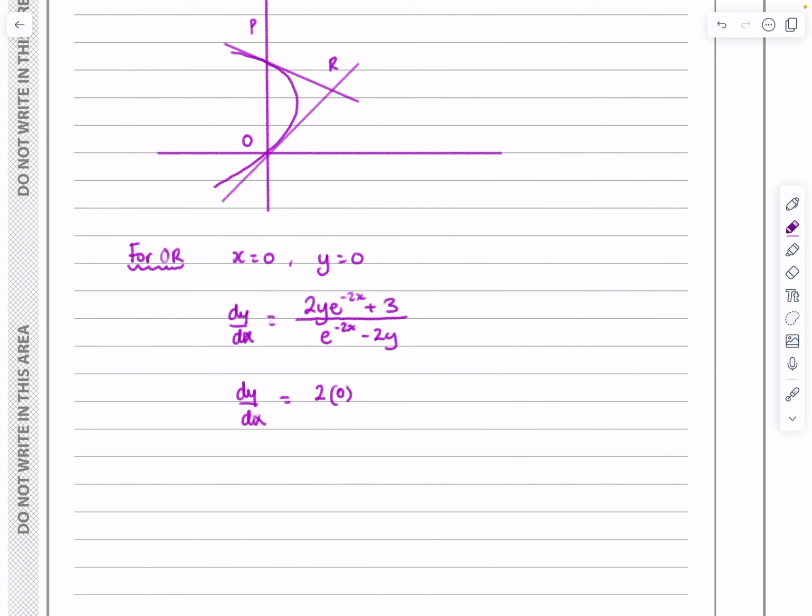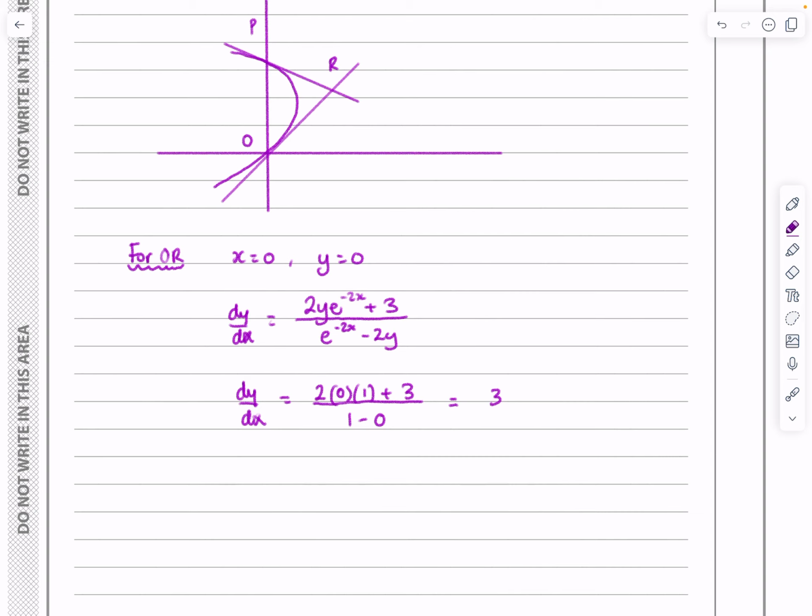times e, well, it doesn't matter. So 2 lots of 0, it'd actually be e to the 0, which is 1, but that doesn't matter, it's 2 lots of 0, plus 3, all over e to the 0, well, e to the 0 is 1, minus 2 lots of 0, so minus 0 as well. So that's all going to work out to be equal to 3.